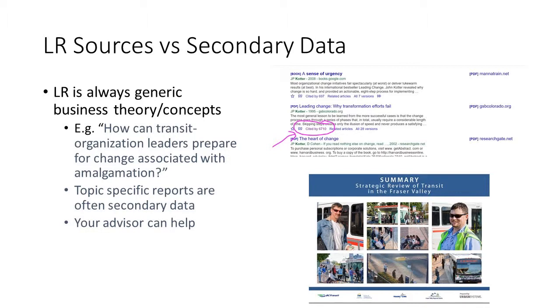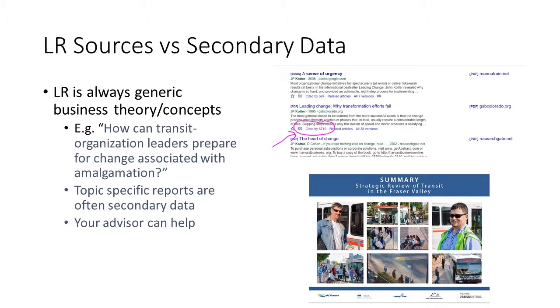And they might have some academic articles on change within public organizations, or change within amalgamation, or change within even transit systems. But it would be generic information that could apply to many situations. That doesn't mean all the reports about the Fraser Valley transit system are not useful. They are absolutely useful, but they will be data that you will analyze. They will come later in the project.